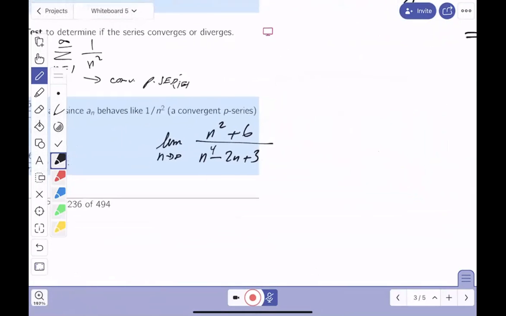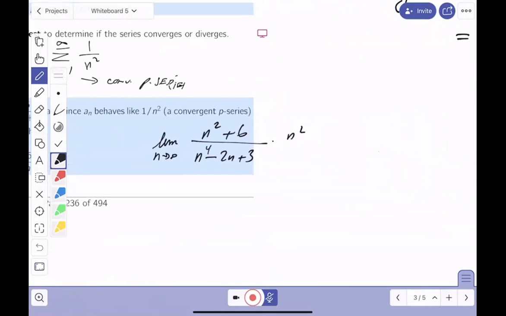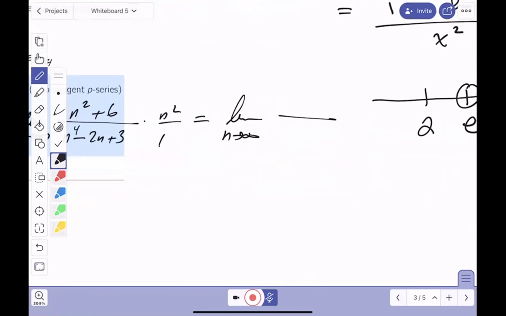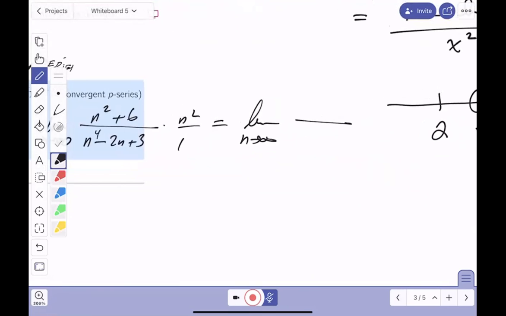I'm going to divide by 1 over n squared. It's like multiplying by n squared over 1. What does this give me? Limit as n goes to infinity. What do you get on top? n to the 4th plus 6n squared. On bottom, you get n to the 4th minus 2n plus 3. Well, I've done a number of limits right now, and that looks pretty easy. If you divide by n to the 4th, you get 1 over 1, so 1.